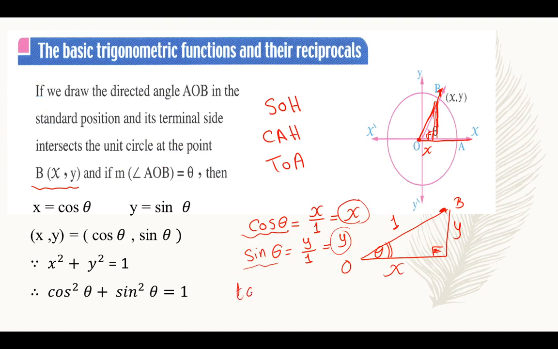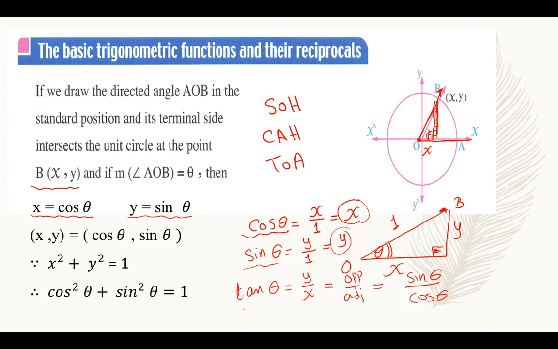And what about tan theta? We all know that tan theta equals y over x, or you can say equals sine theta over cosine theta. So tan theta equals y over x, or opposite over adjacent, which is equal to sine theta over cosine theta. All of this will be equal to tan theta. So here we will replace x by cosine theta and y by sine theta. So any point whose coordinates are x, y, we can write in the form x equals cosine theta and y equals sine theta.